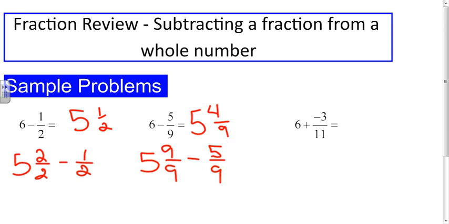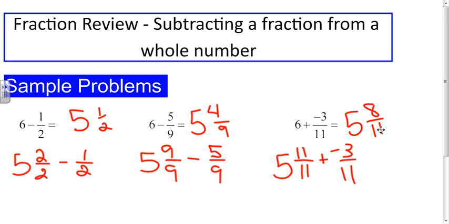This problem here, 6 plus negative 3/11, right? I'm going to do the same exact thing. I'm going to borrow one from the 6 and make it a 5. Now I'm going to use 11 as my denominator. So 11/11 is that whole that I borrowed. Then I'm going to add a negative 3/11 to that. 5 and 11/11 plus negative 3/11 is just 5 and 8/11.